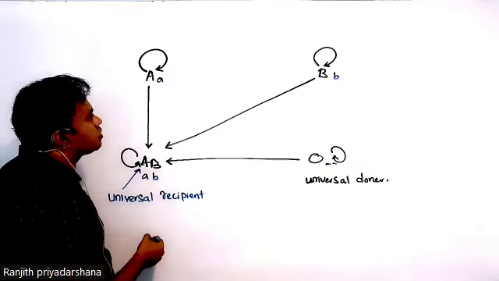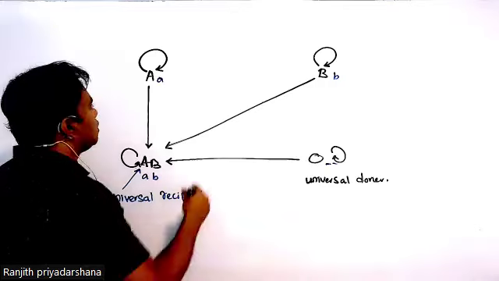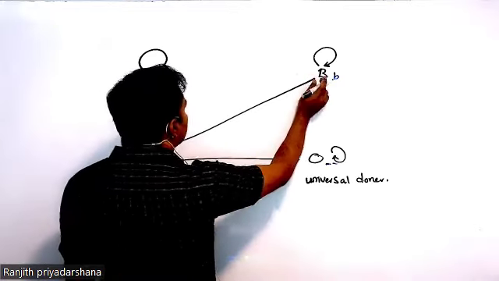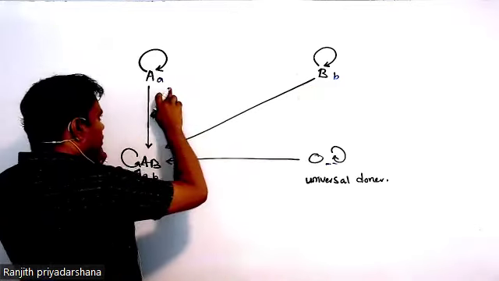It doesn't matter, right? But what happens if you try to give blood from B to A?